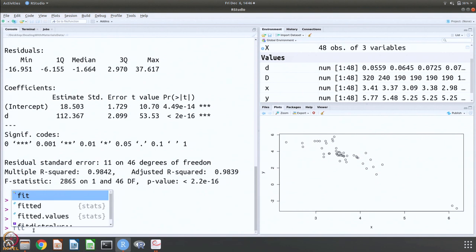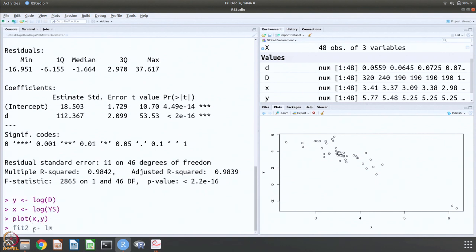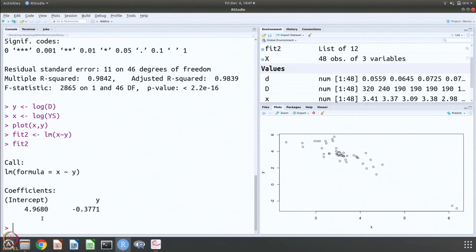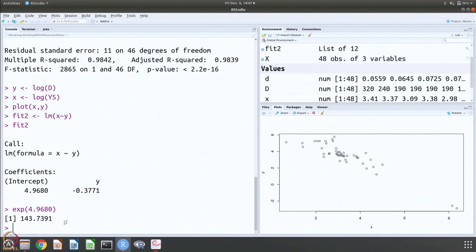Okay, so let us try to do the fitting, and the fitting is x as a function of y. So the parameters are like this, if you take the exponential, 4.9680, so that is 143. When we fitted, we got 112, so the k happens to be 143, and the exponent happens to be minus 0.3, so it is not minus 0.5, it is minus 0.4, so there seems to be a slight deviation.